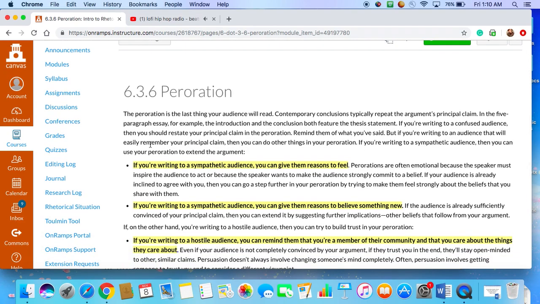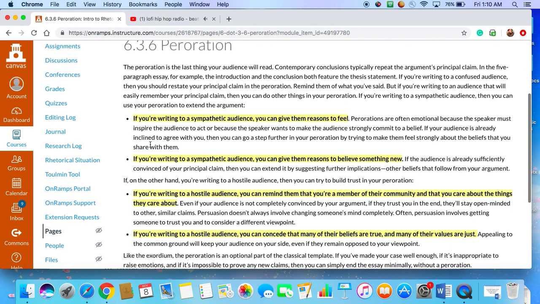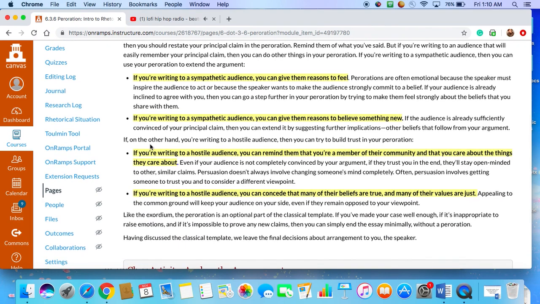Now, if you're writing to any other type of audience aside from confused, here are some ways you can do that. If any of you had Miss Wydra last year, she called this part the prognosticate. So it's basically you get them to care and want to go do something. So if you're writing to a sympathetic audience, you can give them some reasons to feel. You can take a second to create one last emotional appeal to make them feel really strongly and really commit to being on the same side as you. And you can even take it a step further by suggesting things they can go out and do to take action on that.